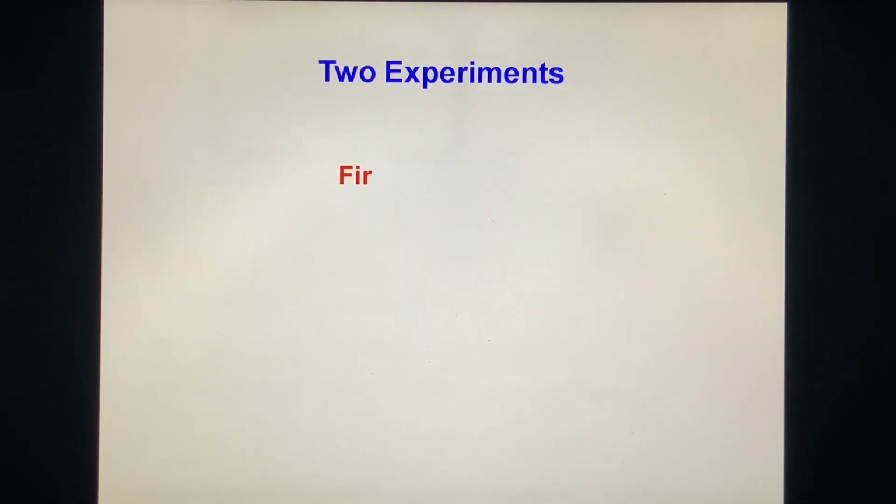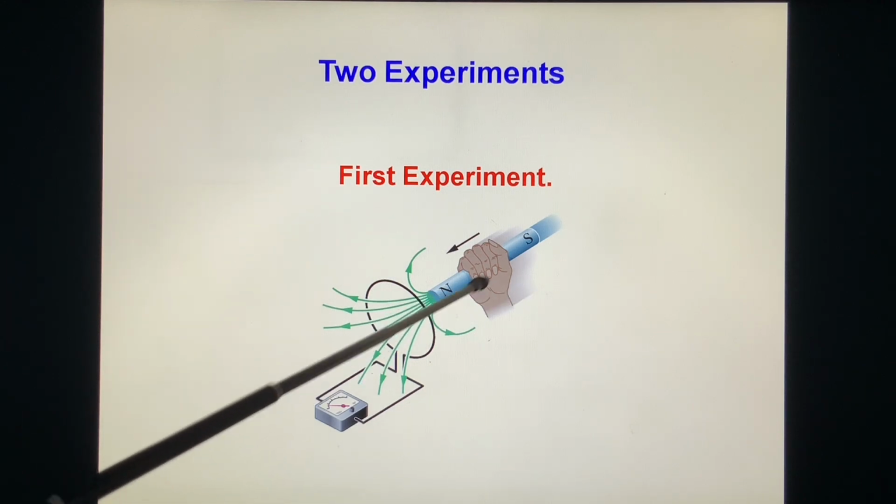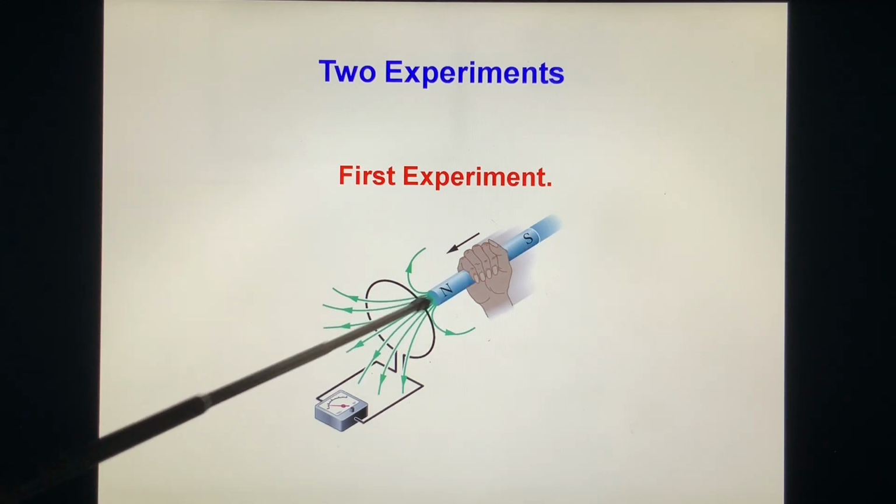Two experiments. First experiment. We have a loop on the left, connected with a meter. And then we hold a magnet and put it into the loop.